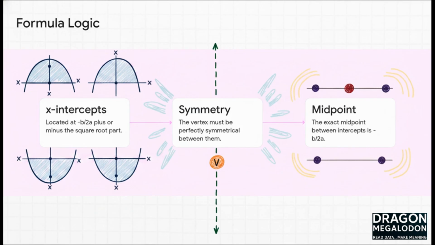Because parabolas are perfectly symmetrical pieces of geometry, the vertex has to sit dead center between your two intercepts. Think of it like walking. You start at -b/2a, and you add the square root distance to walk right, or you subtract the square root distance to walk left. So what's sitting perfectly in the middle of those 2 points? Just your starting position, -b/2a. That mathematical midpoint is your vertex coordinate. It's a beautifully elegant piece of logic hiding right in plain sight.